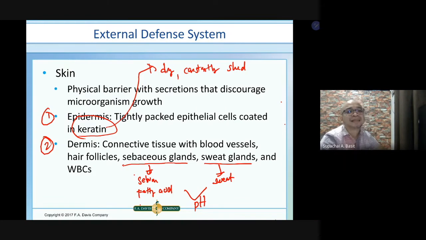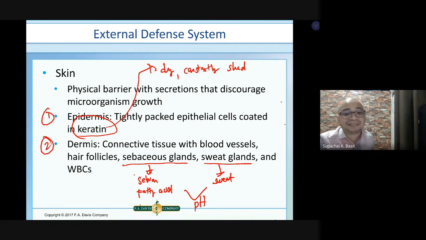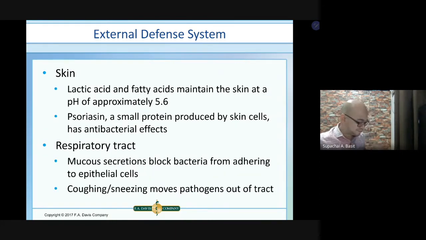Okay, so just imagine our skin. No matter what color it is, our skin is very important. That is the reason why patients who have been severely burned are actually at risk of getting infection.